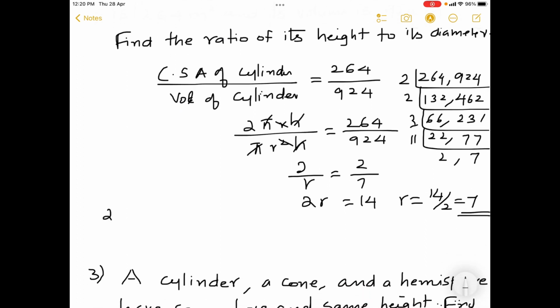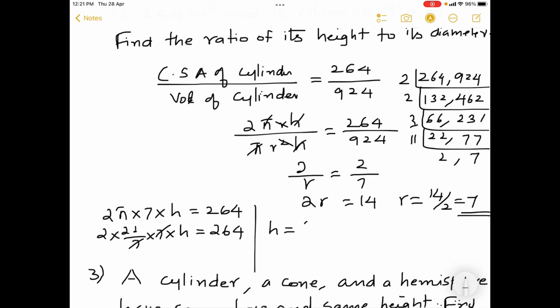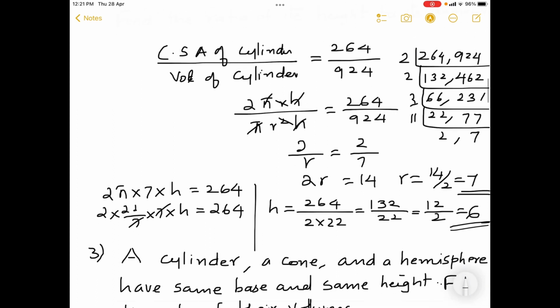Then substitute the value of r in 2 pi r h. 2 pi r h is equal to 264. Two into 22 by 7 into 7 into h is equal to 264. h is equal to 264 divided by 2 into 22, which is 132 divided by 22. 22 and 132 are multiples of 11. So h is equal to 6 centimeter.